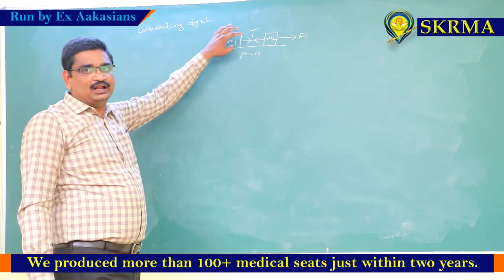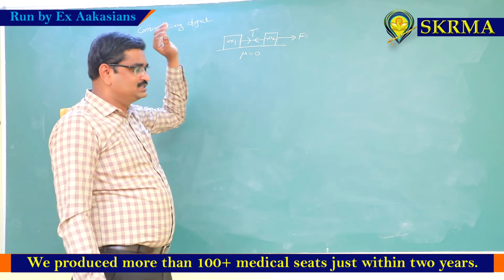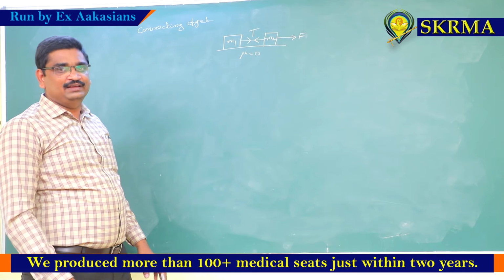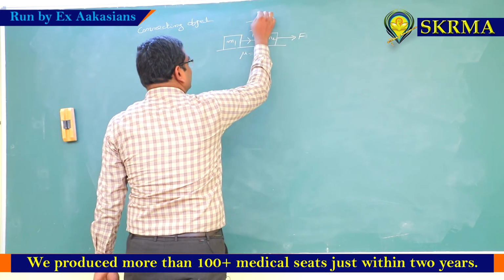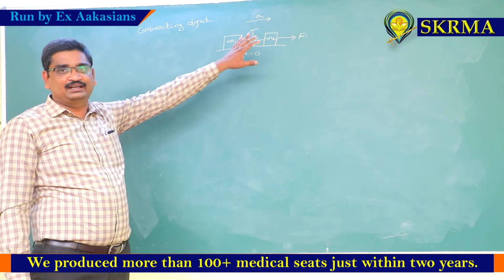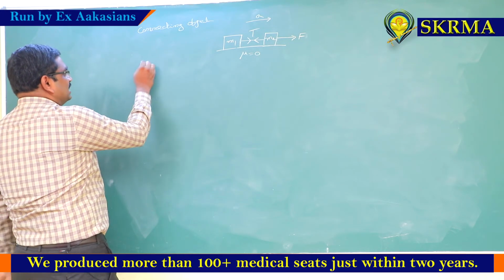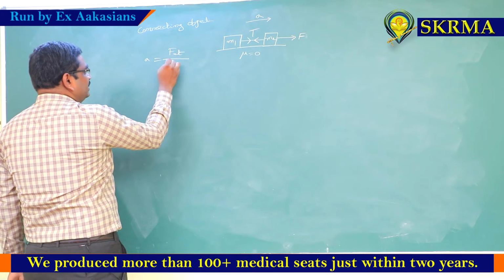Now these two are connected by a string, so the acceleration is the same. If the objects are connected by a string or they are in contact, then they will accelerate with the same acceleration. So the magnitude of acceleration is the same for both, because they are connected by a string. Now, first calculate the acceleration. a equal to, the formula is net force by total mass.